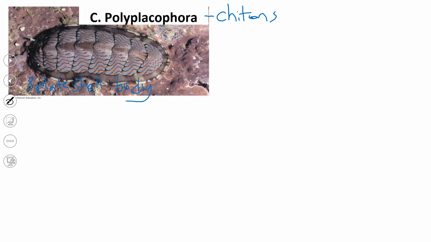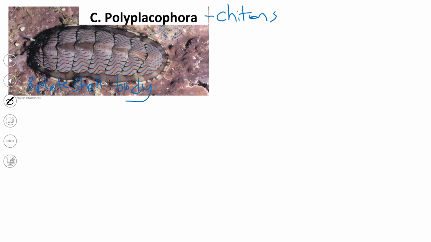That color didn't show up so well, sorry. Yeah, not so great. So they have 8 shell plates on their body. 1, 2, 3, 4, 5, 6, 7, 8. Not that you can't count to 8. I just have a 3-year-old, so when we say things like that, we have to count them all.